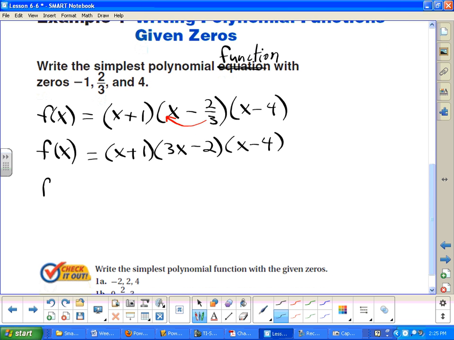So f of x equals what? Go ahead and do this multiplication yourself, and I'll do the multiplication too. Multiply two of them together, and then multiply the answer you get by the third one. When I do it, I multiply the two easiest ones together first. And then you can do the other multiplication however you want.